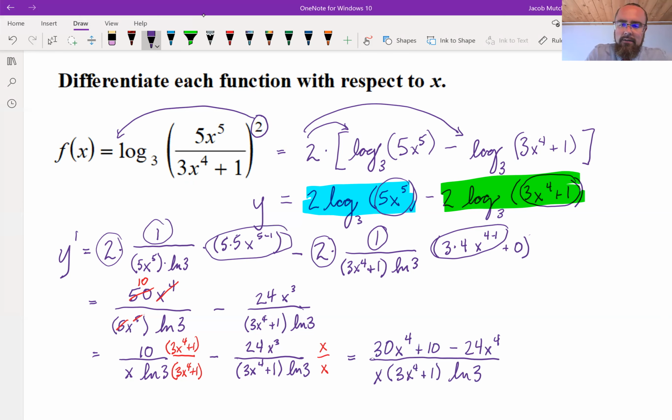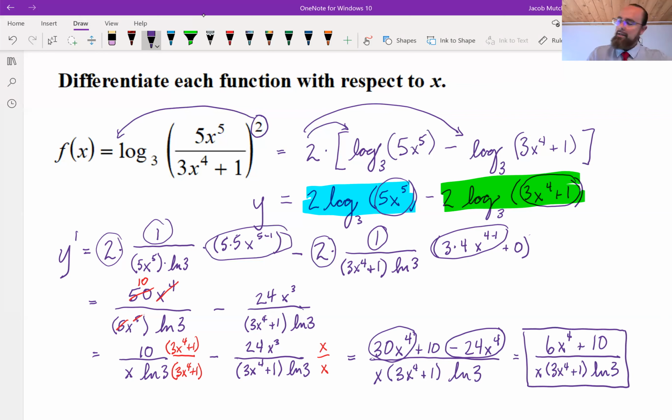And then the last simplification I can make is combining like terms in the numerator. So 30x to the power of 4 minus 24x to the power of 4 is going to give us 6x to the power of 4 plus 10 all over that same common denominator, x times 3x to the 4th plus 1 times natural log of 3. And that is going to be our final answer.